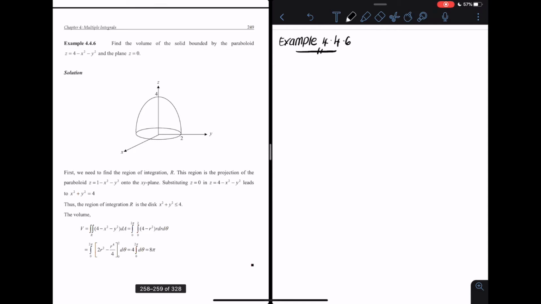Now, let's take a look at this example 4.4.6. The author asks us to determine the volume of the solid bounded by the paraboloid z is equal to 4 minus x squared minus y squared and z is equal to 0.